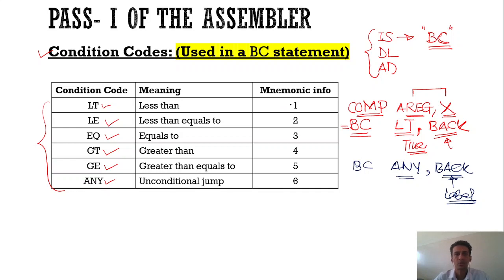Now the next field in the condition codes table is mnemonic info. While translating a program having condition codes, we will consider less than as having mnemonic info 1. So we will identify less than as 1, less than equal to as 2, and similarly any as 6. So while converting these into 1, 2, 3, 4, 5 or 6, our assembler will understand that 1 denotes less than, and similarly 6 denotes any. It will be clearer when we go through one of the examples, but right now we just need to understand we may find condition codes in the input program to the 2-pass assembler.